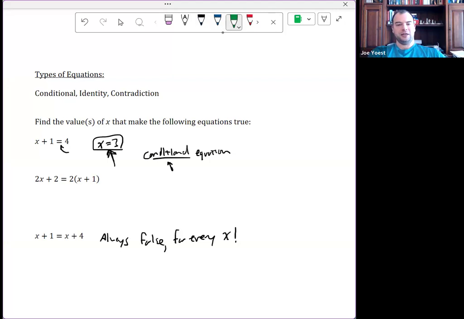If I try to apply an equation solving step, this looks like just my standard form of a linear equation. I should be able to subtract x from both sides to try to combine the variable terms, and I get 1 equals 4. And I see, of course, 1 equals 4 is always a false statement. 1 is not equal to 4. Okay.